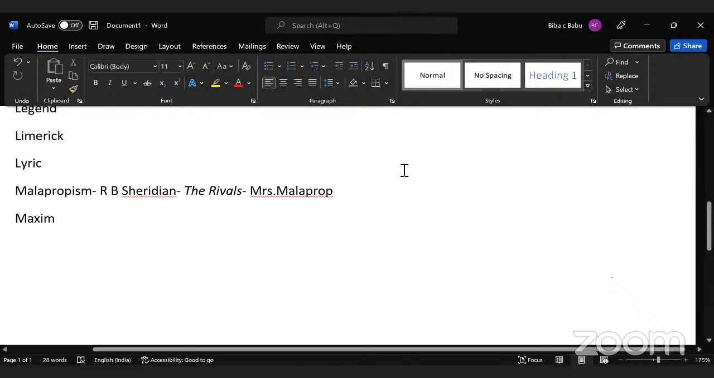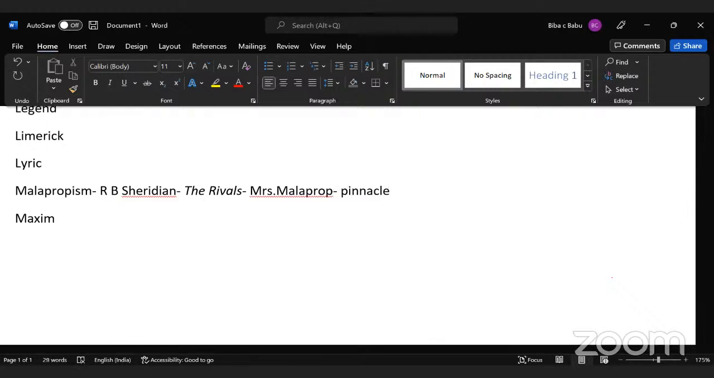See, in order to say the word pinnacle, you are saying an inappropriate word. Pinnacle is a word that comes in the sentence. In order to say pinnacle, they inappropriately say pineapple. See, changing the words. It is not wrong pronunciation, it is using wrong words. Madam, when you want to say something and use a wrong word, it is called malapropism.